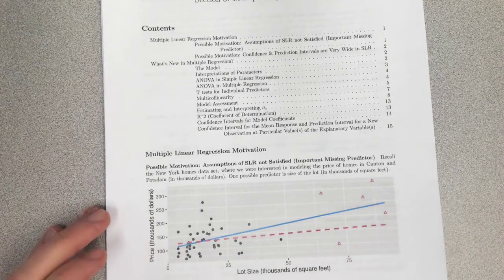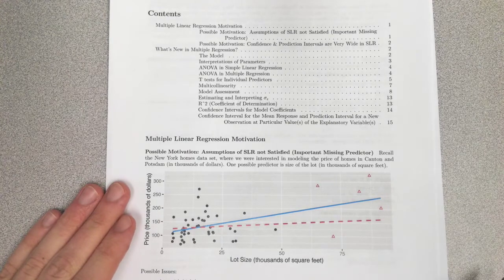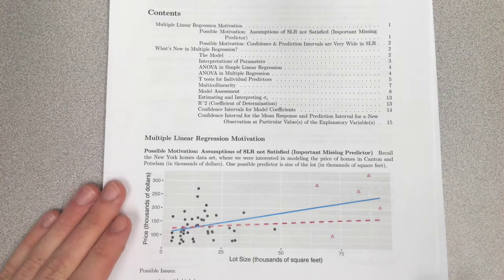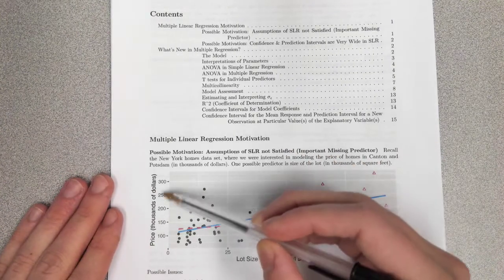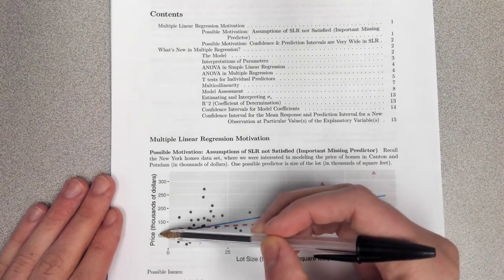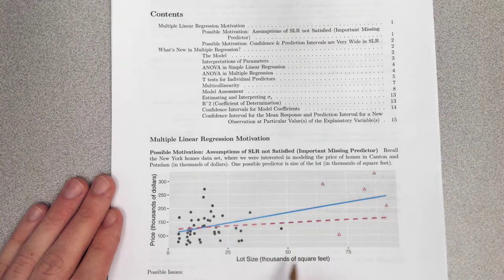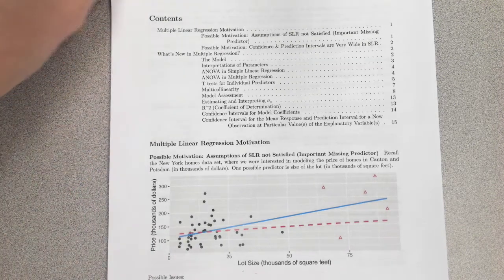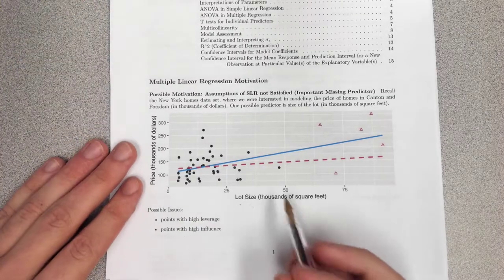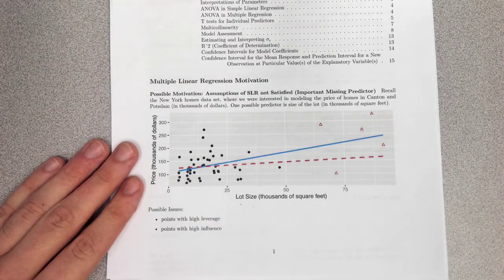And so both have to do with this New York homes data set that we've been looking at. And just as a reminder, the response that we've been thinking about has been price. And the explanatory variable, in this example, we've looked at a few different predictor variables, but in this case, the predictor is lot size. One possible motivation for using a multiple regression model is if the assumptions for simple linear regression aren't satisfied.